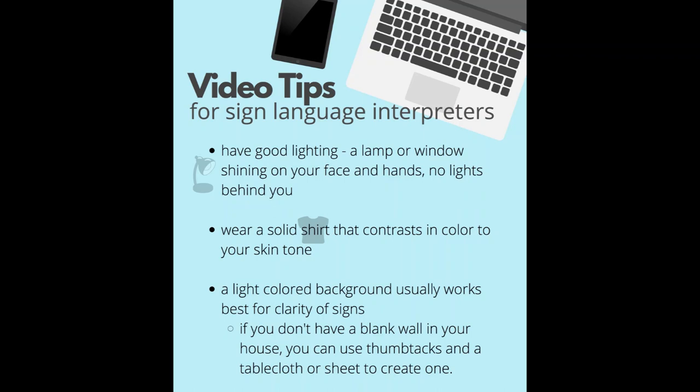A couple of things to keep in mind when setting up your area for the video. Make sure you have good lighting. Make sure your back is not facing the window. It is best to sit facing a window or a lamp, but you don't want to be overexposed with the lighting. You can place the lamp behind your laptop or buy a small clip-on ring light on Amazon.